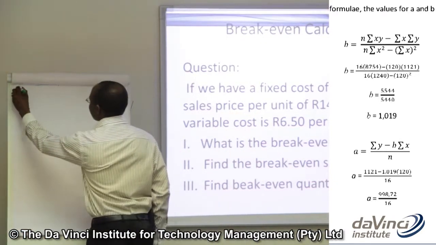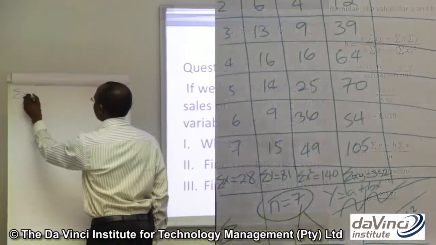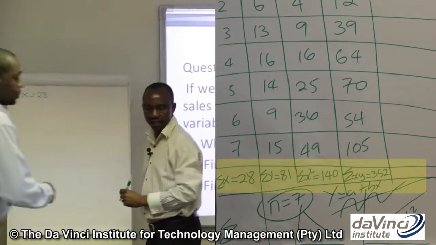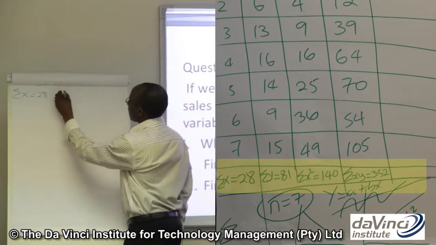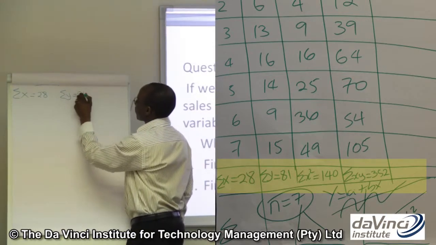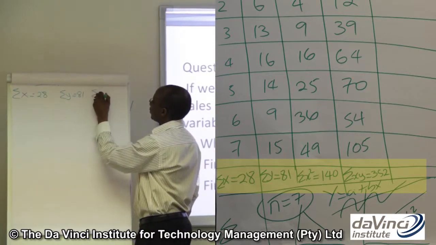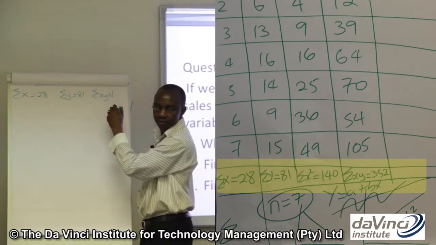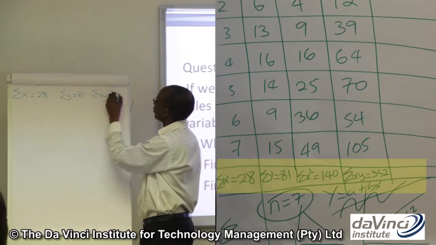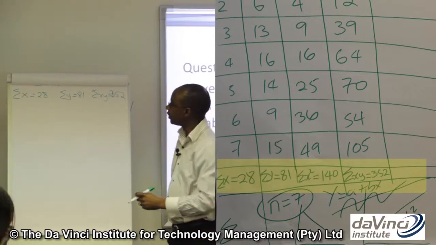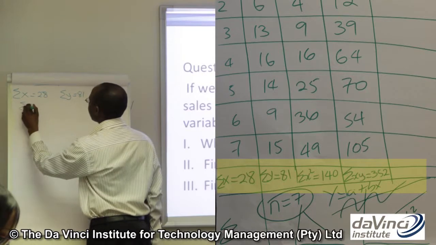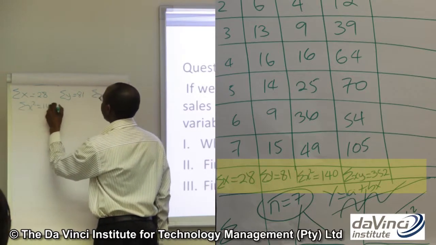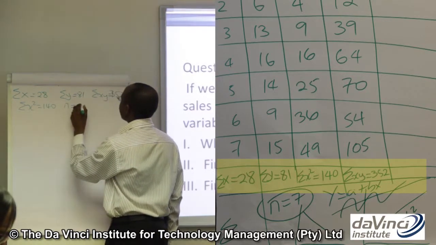So what's the sum of x? 28. The sum of y, the sum of xy, 352. Then the sum of x squared is 140, and n equals 7.